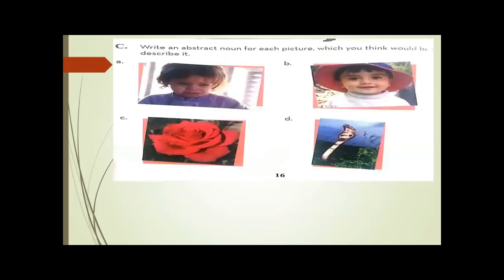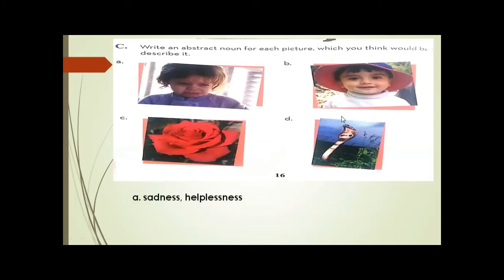Now page number 16, exercise C. The question says, write an abstract noun for each picture which you think would be best to describe it. So, A, look at the picture. The girl. She's sad, she is unhappy. You feel sadness and unhappiness. You feel helplessness. So, the answer to it is sadness, helplessness.